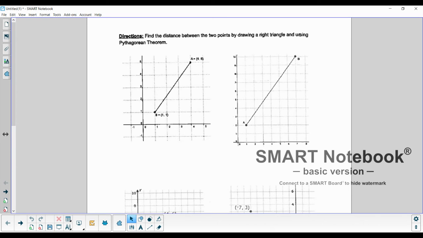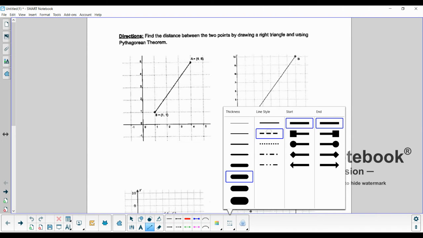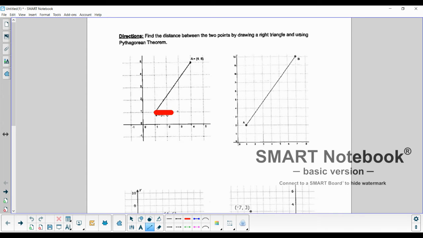Okay, so we're going to keep working with the Pythagorean theorem to find the distance between 2 points on a graph. The way we're going to do that is by recognizing that we could easily make a right triangle between these 2 points. So right here, we can make a right triangle, and we can count how long this side is, 1, 2, 3 units, and how long this side is, 1, 2, 3, 4.